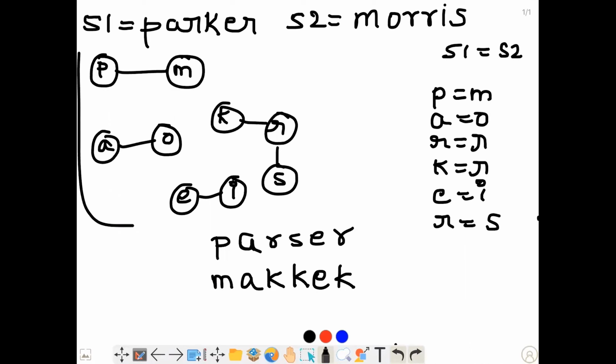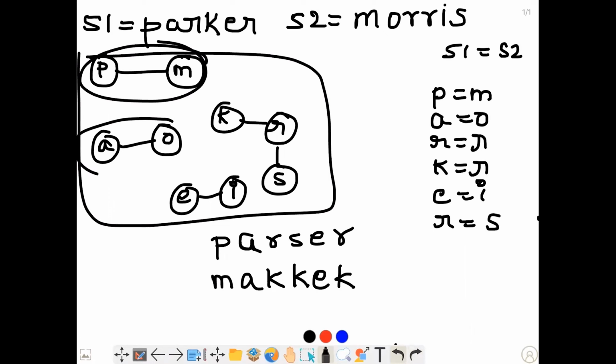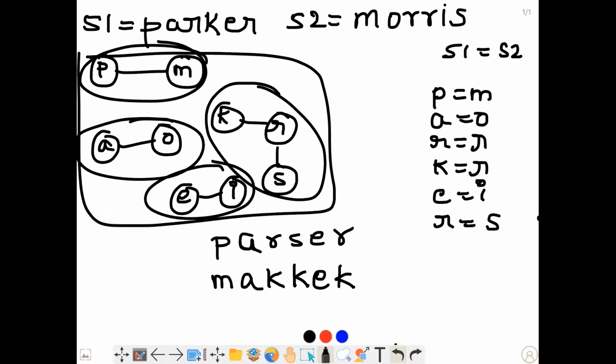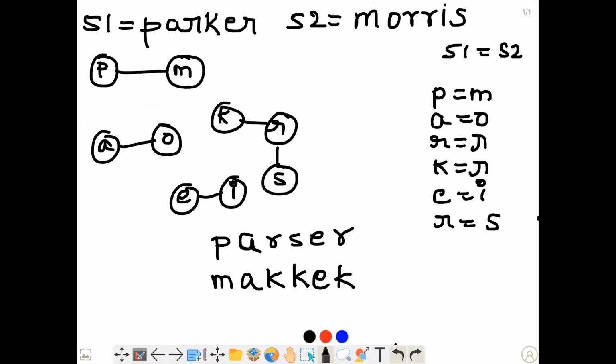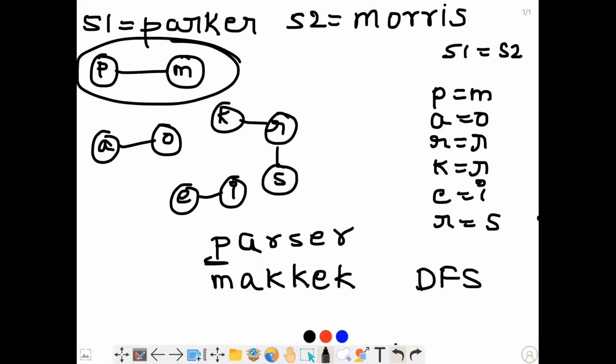So this is like a graph, and these are all like components. In the components, these are like queries. Whenever we are getting a character, we have to go to that component and traverse the component. We have to find the lexicographically smallest character in that component. So we can perform DFS. Whenever we get a character, we perform a DFS on that respective component and we can get the lexicographically smallest string. This is one way of doing it.